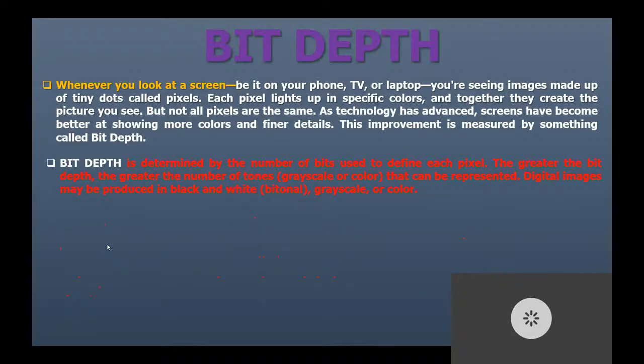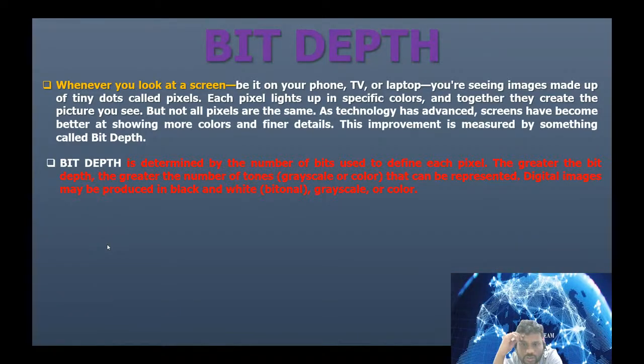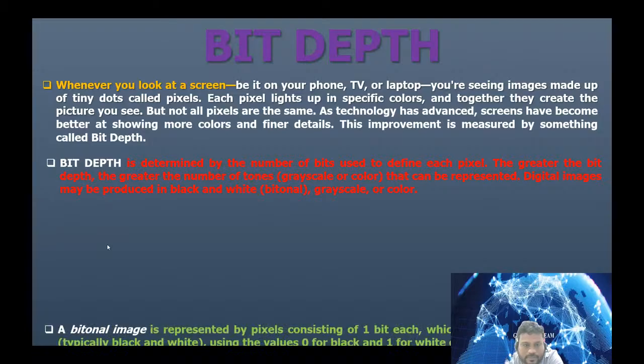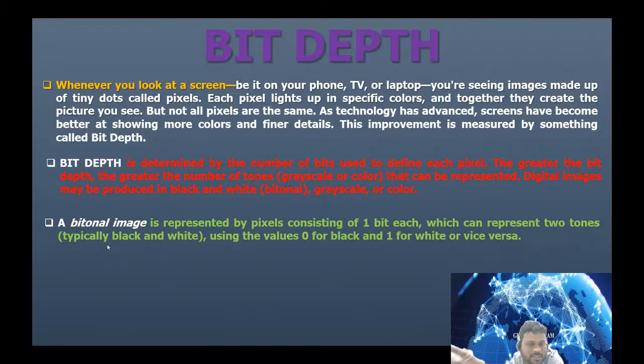So, the actual definition of bit depth: bit depth is determined by the number of bits used to define each pixel. The greater the bit depth, the greater the number of tones, gray or color, that can be represented. If it is gray, then it is 0 to 255, because the total is 256. Digital images may be produced in black and white, that is bitonal, grayscale, or color. A bitonal image is represented by pixels consisting of one bit each, which can represent two tones, typically black and white, using the value 0 for black and 1 for white.